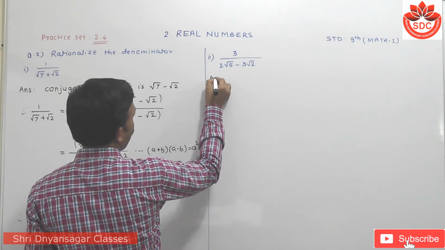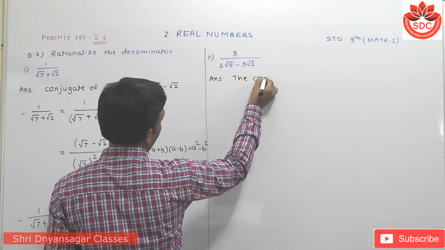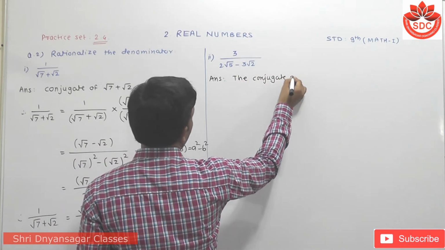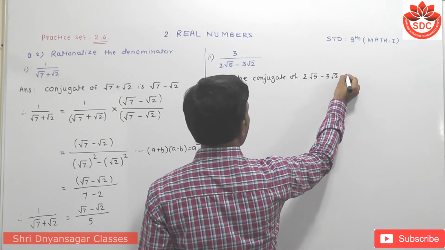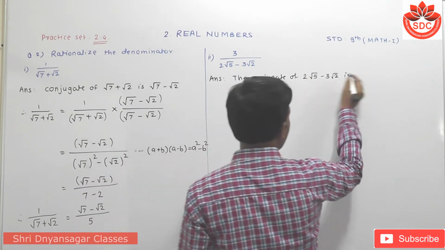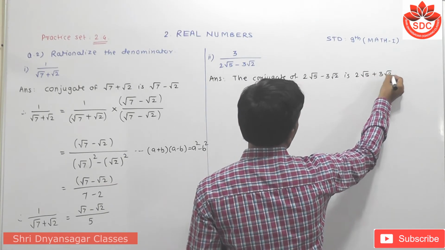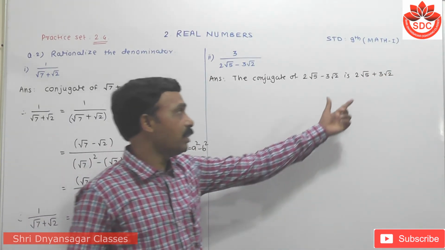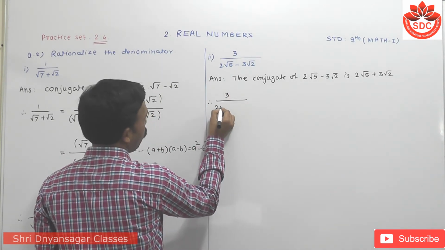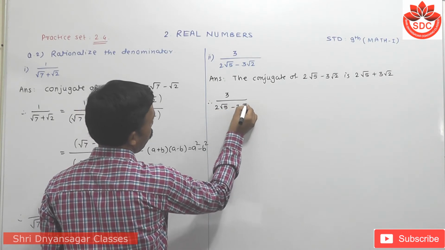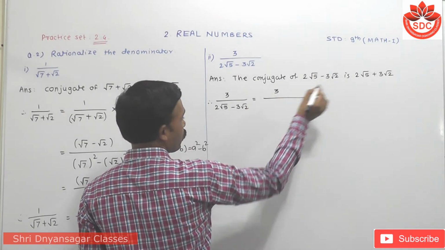Now first, the conjugate of the denominator, the conjugate of 2 root 5 minus 3 root 2, this is the denominator. The conjugate of this one is only changing the sign, 2 root 5 plus 3 root 2. You have to multiply its numerator and denominator by this conjugate. So this value becomes 3 upon 2 root of 5 minus 3 root of 2 is equal to, we have to multiply and divide by this conjugate of the pair.